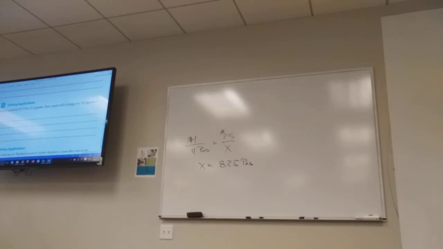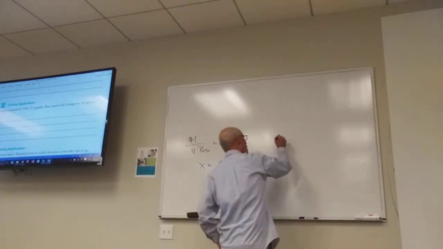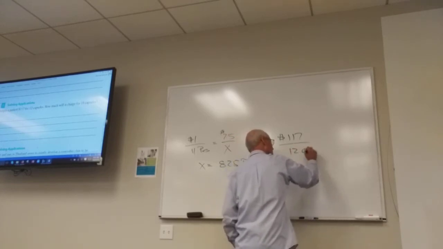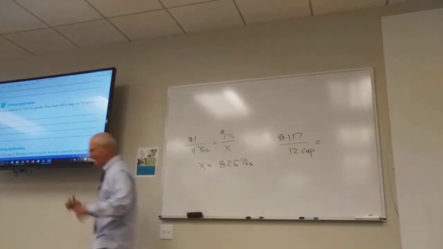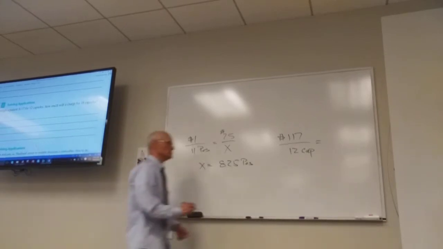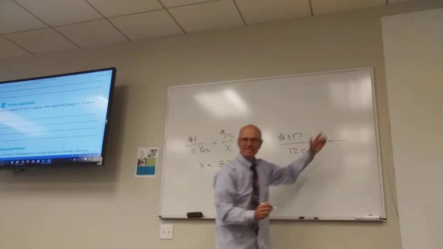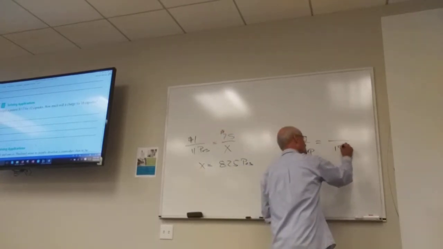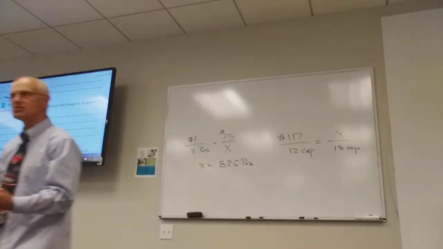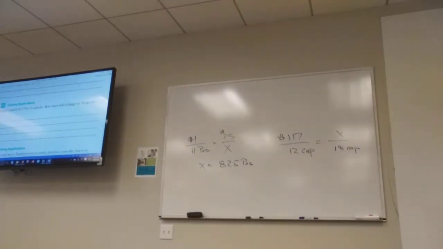Number 5, hospital charges patients $117 for 12 capsules. Always in order, $117, 12 capsules. Identify it, not just the numbers, give them words. How much will it charge for 18 capsules? I don't have to guess where to put the 18. It's capsules. I'll always get it in the right place. That's why you write things down.